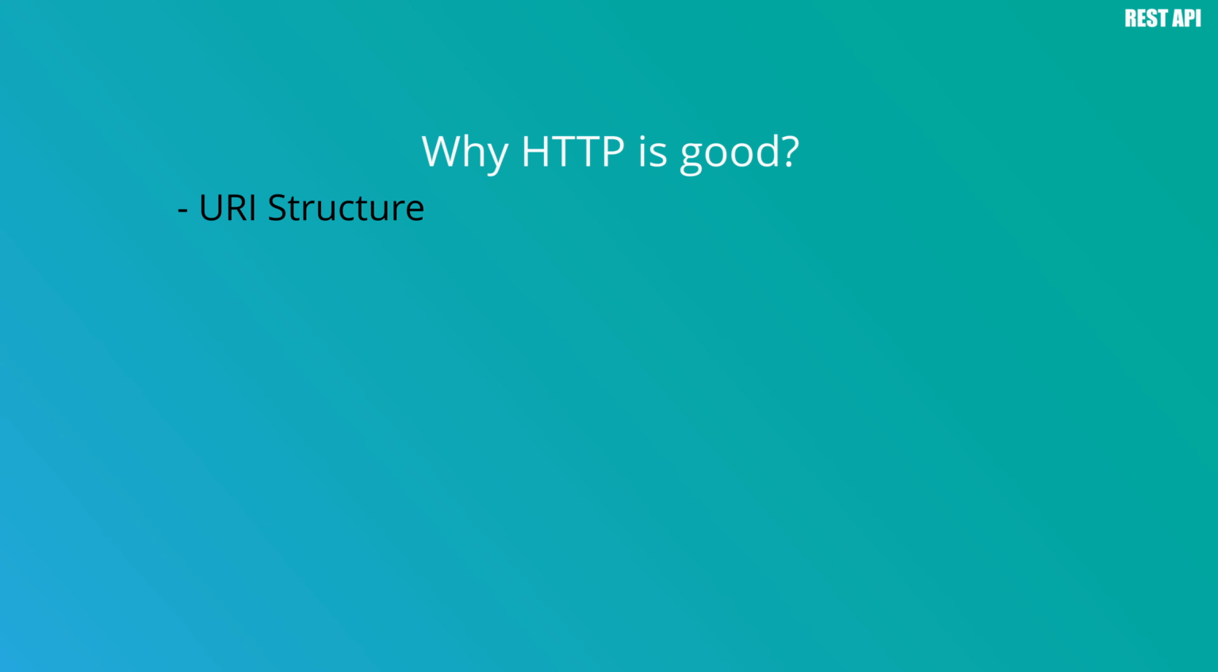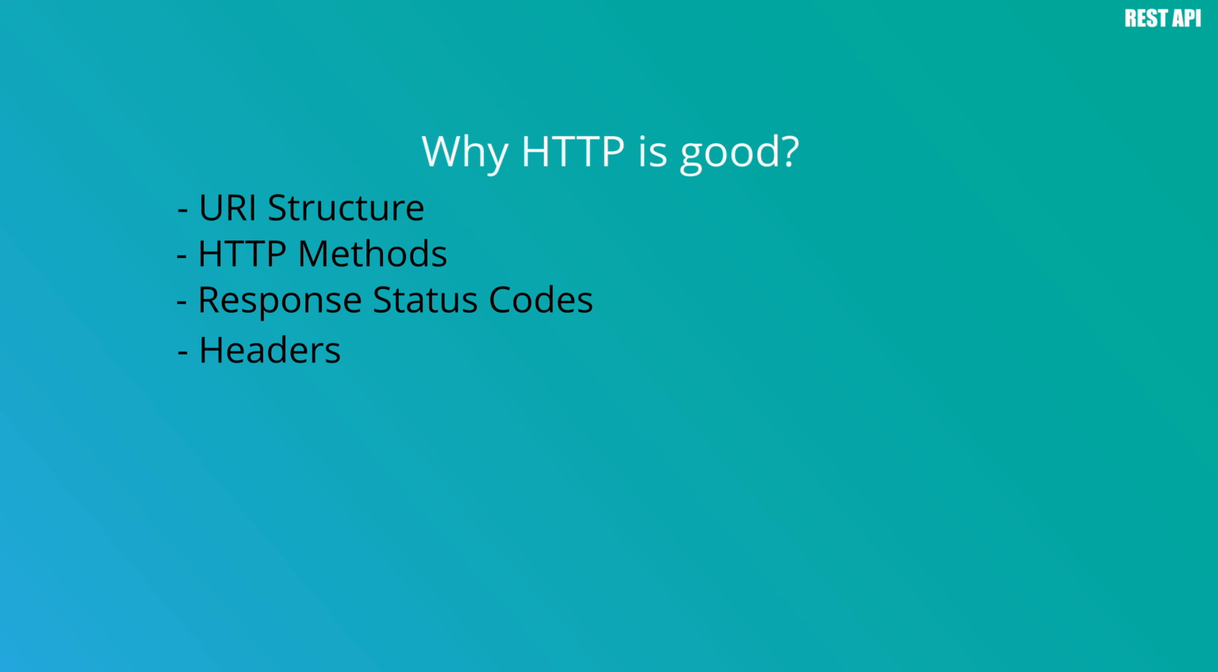URI structure provides organization in data. HTTP methods allow differentiation between different actions such as reading, creating, updating, and deleting. Response status codes convey the results of request processing. Headers provide additional information. SSL is a secure way to transfer data over the internet.